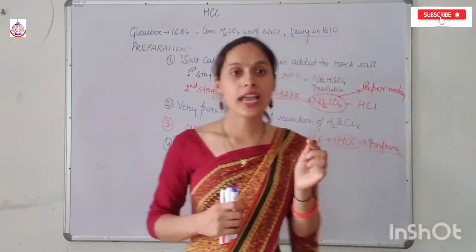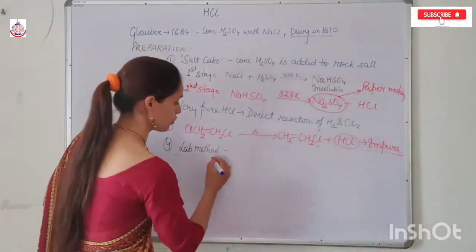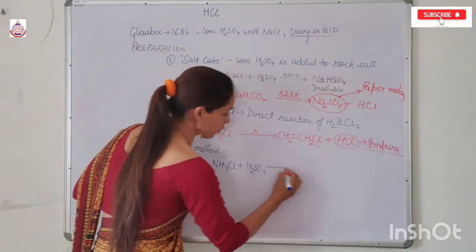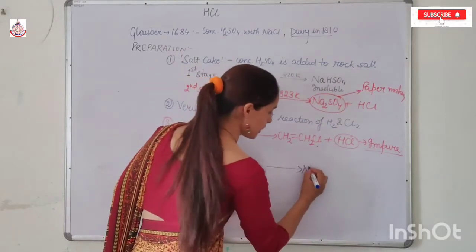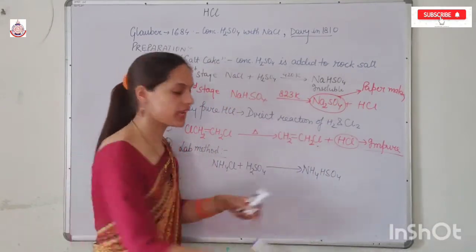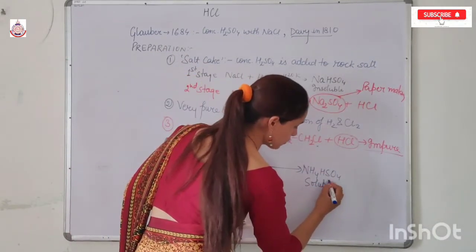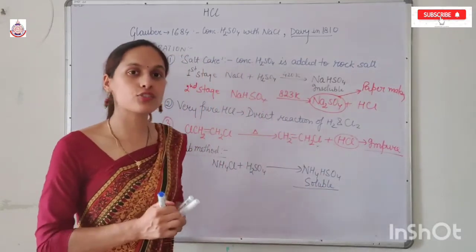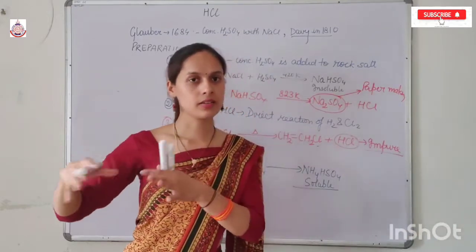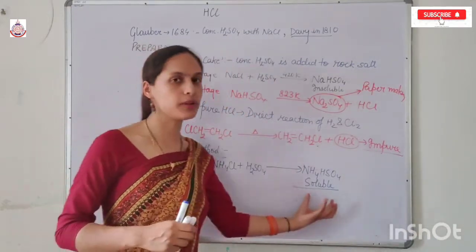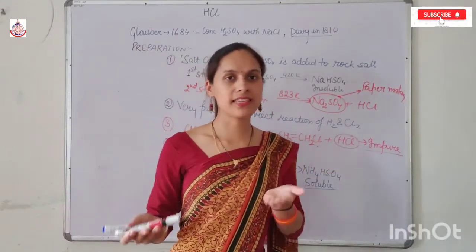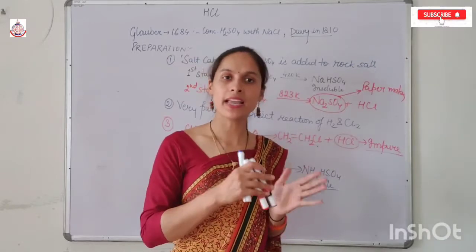The reason is when NH4Cl reacts with H2SO4, at the first stage it forms NH4HSO4. But this NH4HSO4 is soluble. It is not insoluble, so it does not stop the reaction at the half stage. The reaction goes on because of the formation of the soluble NH4HSO4. It then again reacts with H2SO4 to form NH4Cl and (NH4)2SO4 and HCl.